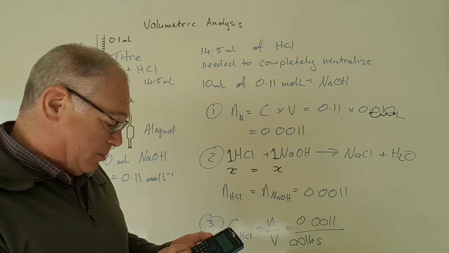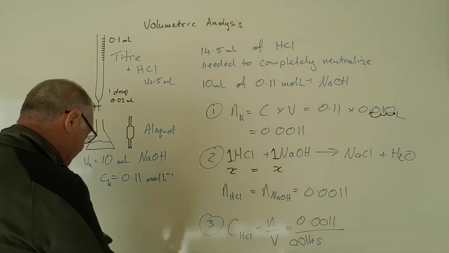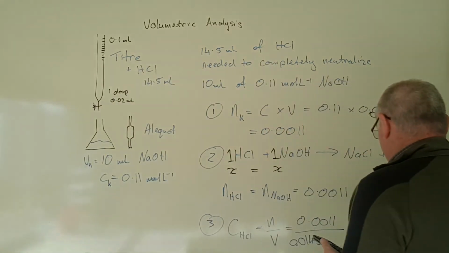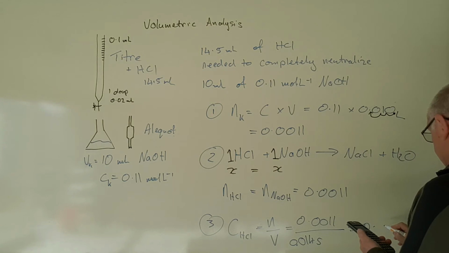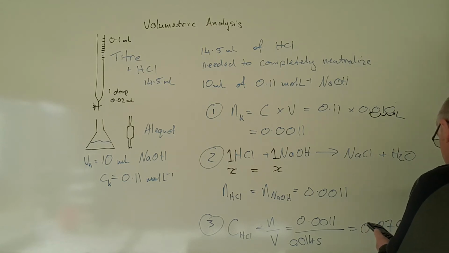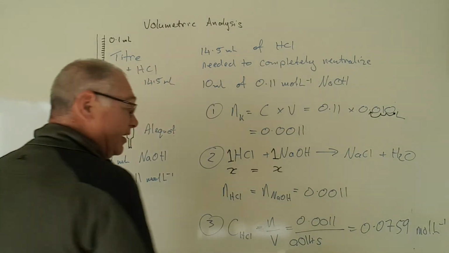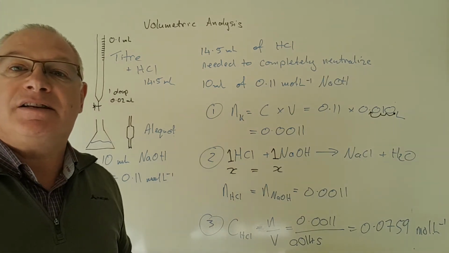0.0011 divided by 0.0145, and that gives me 0.07586. I'm going to round to 3 significant figures, so 0.0759, and the unit is mole per litre. So there we had it, very simple, very easy to do.